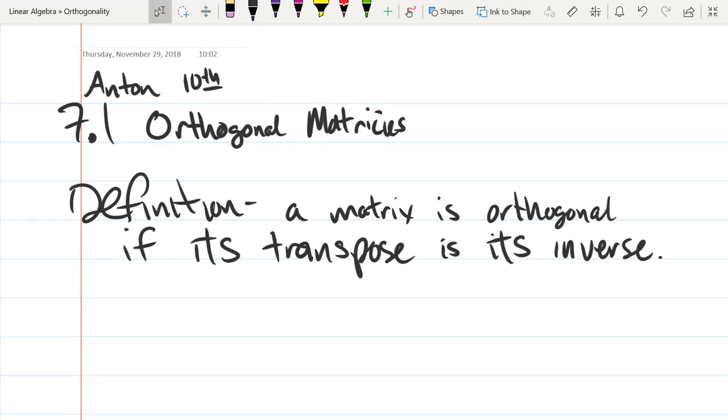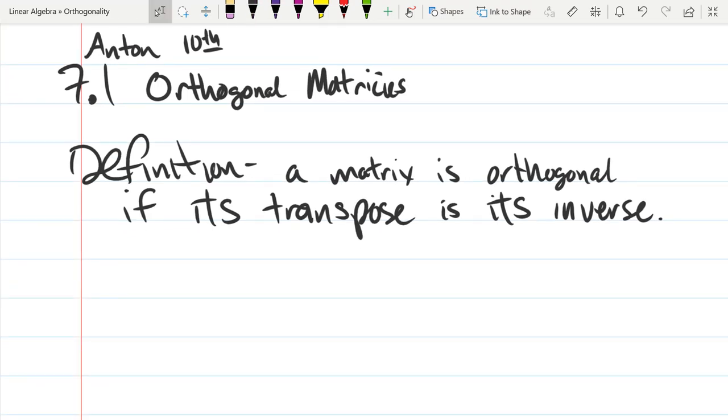So we have the definition of an orthogonal matrix. We can write this very easily as A inverse equals A transpose. So that's a faster way to write orthogonal.